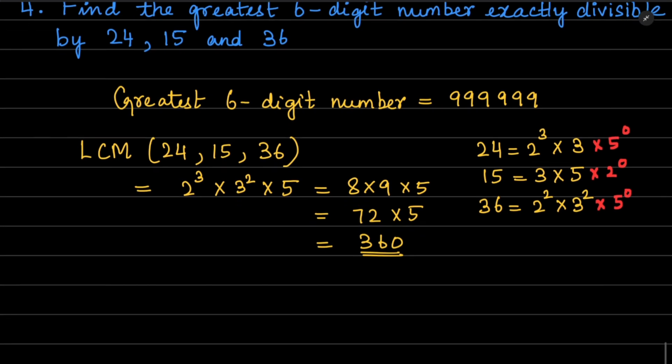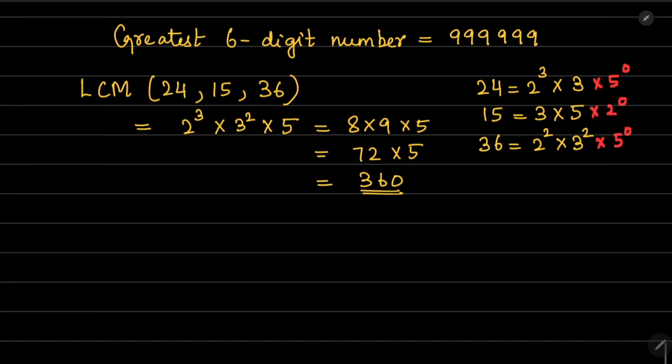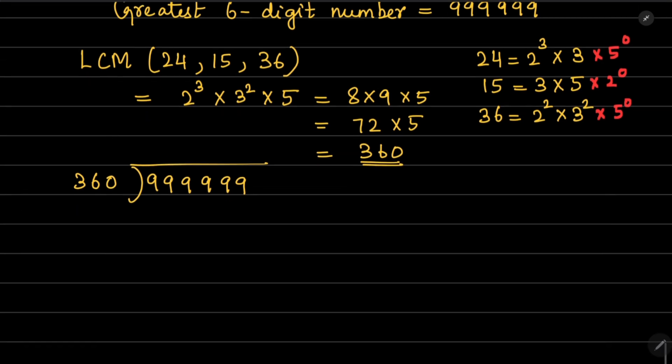Okay, and you have to find in the same line the greatest 6-digit number which is also divisible by 360. So obviously 360 should be able to divide your greatest 6-digit number. So let us divide 999999 by 360, a number which is divisible by all the three, and let's see if it is perfectly divisible.